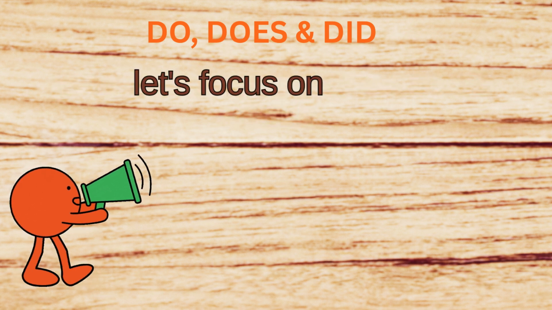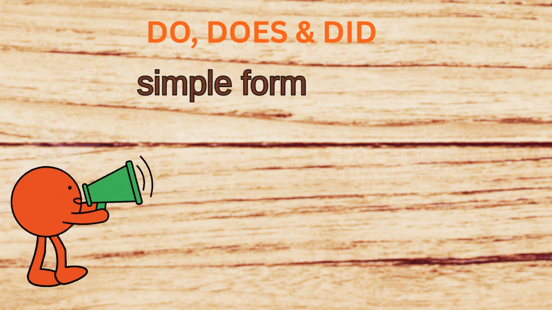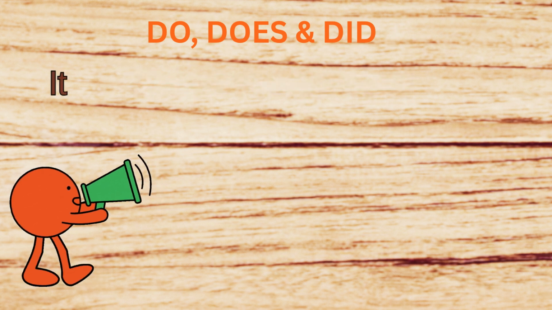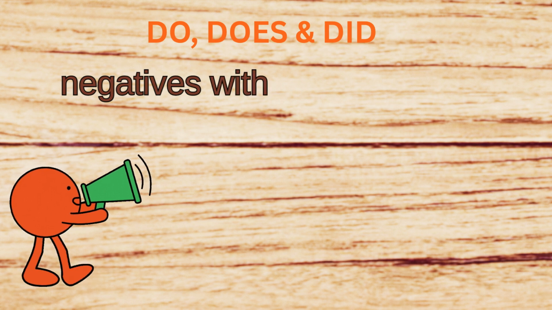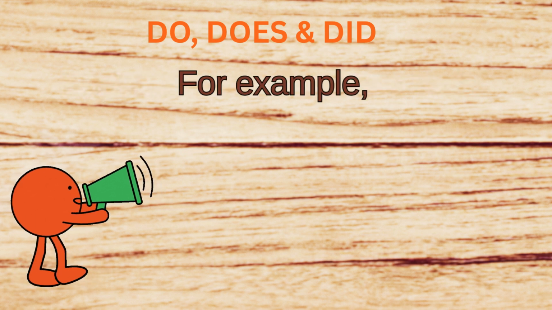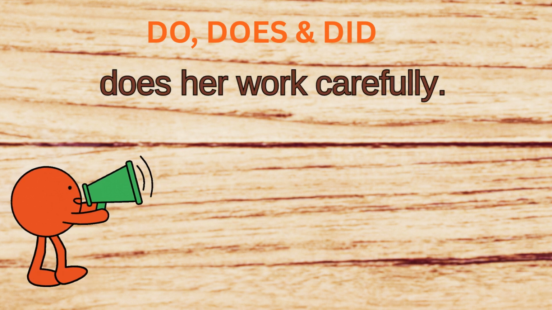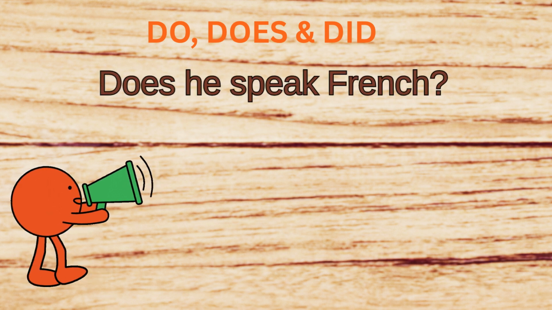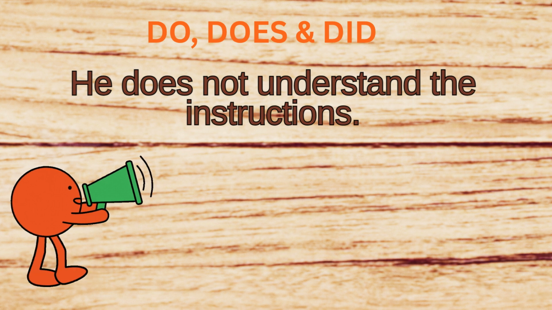Now, let's focus on does. Does is the present simple form for he, she, and it. It is also used in questions and negatives with the base verb. For example, she does her work carefully. Does he speak French? He does not understand the instructions.